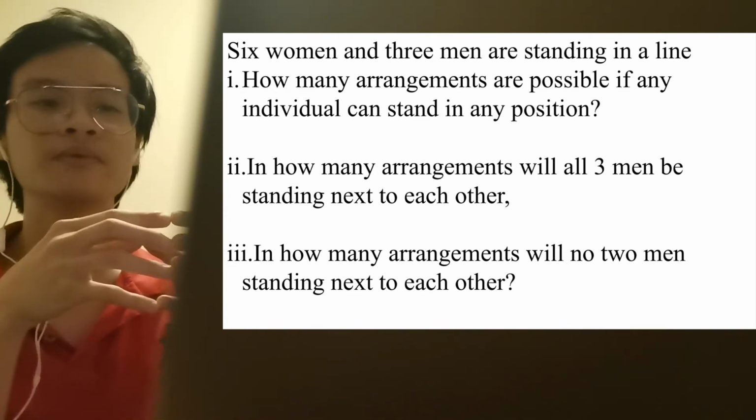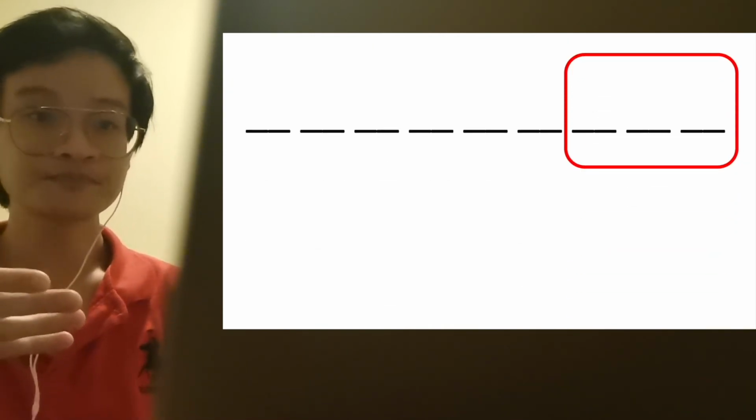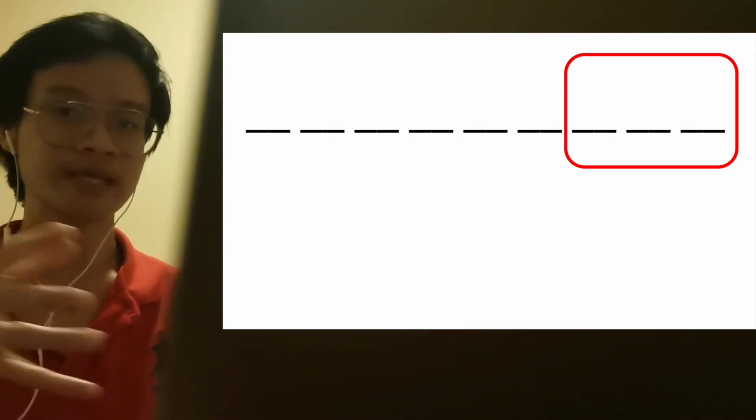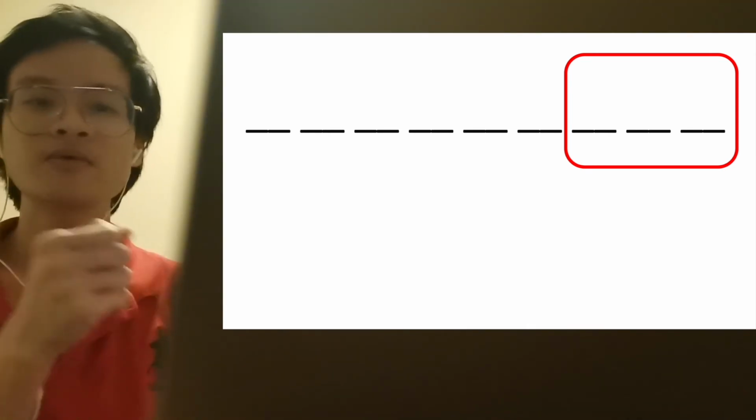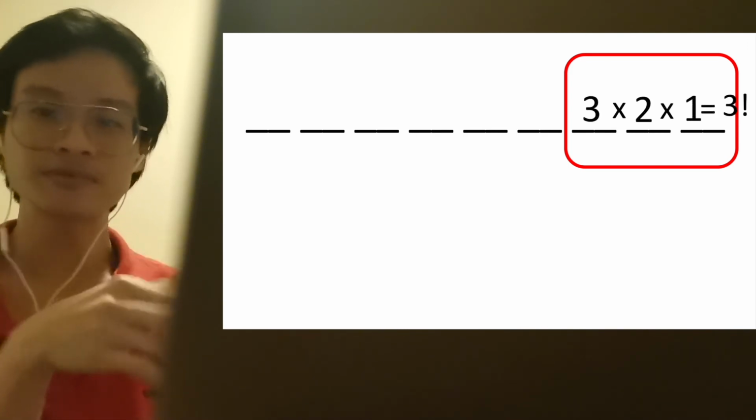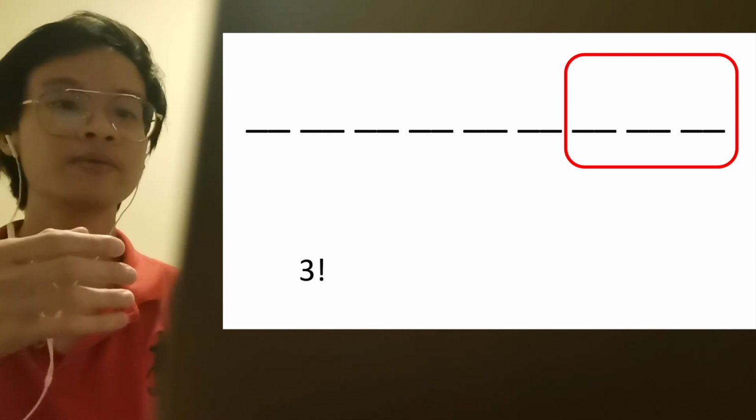Okay, so remember we are dealing with constraints first. So we draw 9 lines here. Then we circle 3 of them, indicating those are the men. They need to stand together, right? Okay, so we first arrange the men, right? It's easy, right? So 3 times 2 times 1, this gives you 3 factorial, which is 6.